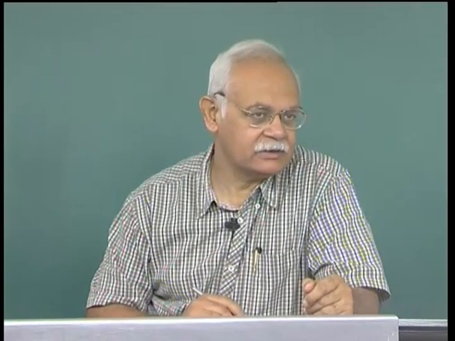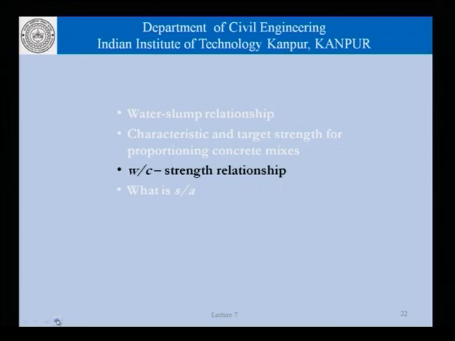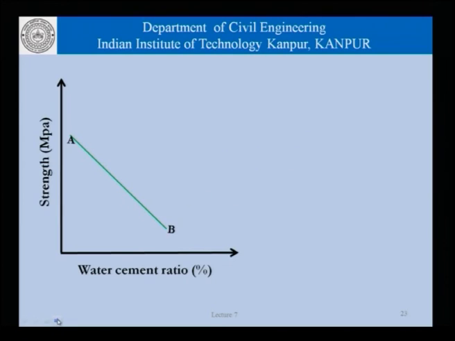Now, let us come to the next concept, which is the water cement ratio versus strength relationship. Much like the discussion that we had in terms of the unit water content and the slump, here too we have a variation of the water cement ratio and the strength of concrete, which could be the compressive strength of concrete determined using cubes or cylinders. We can have a variation A, B, and again to simplify things, we can connect them with a straight line and make it AB. It could be AB, CD or EF.